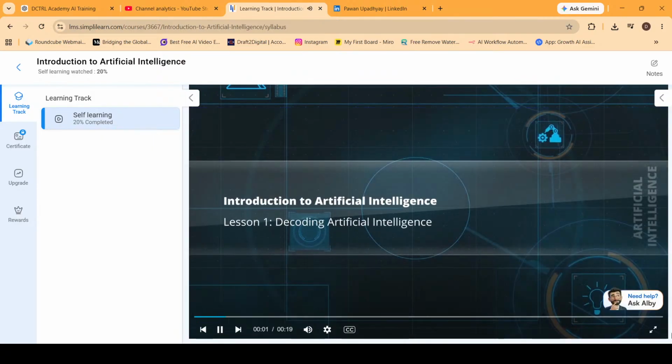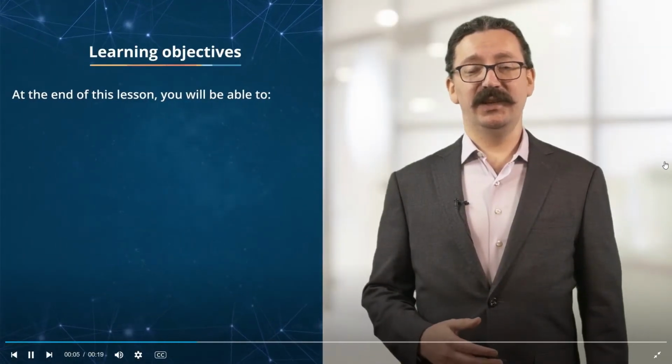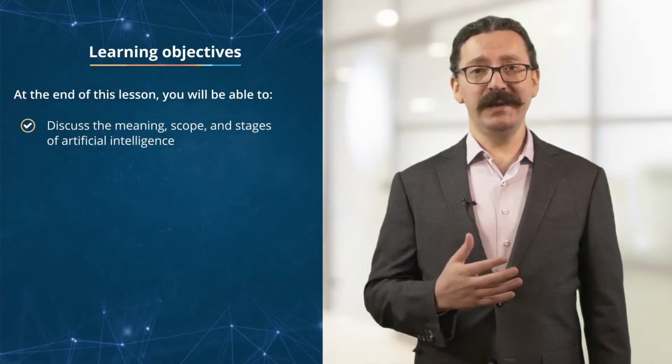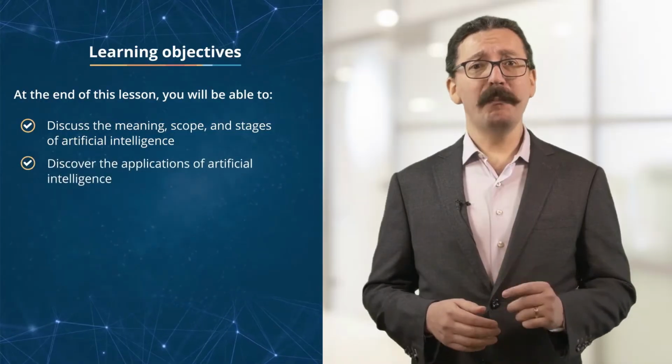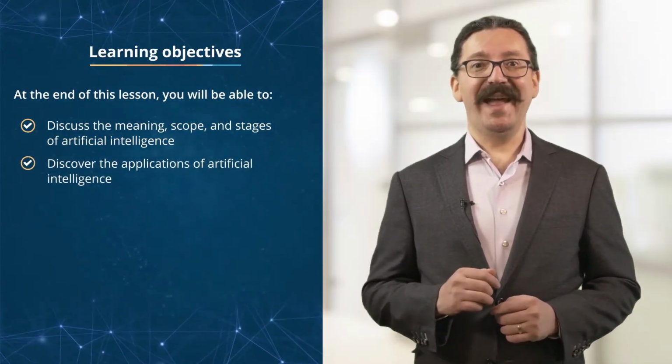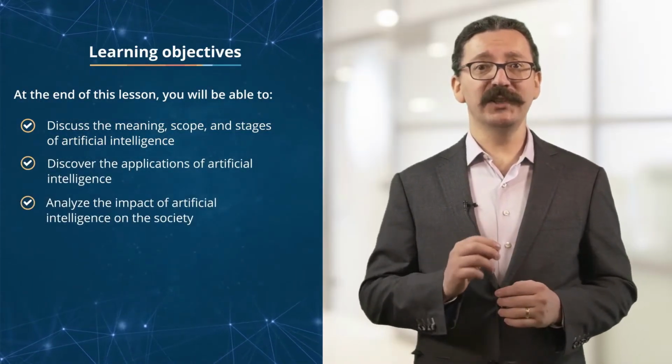Lesson 1. Decoding Artificial Intelligence. At the end of this lesson, you will be able to discuss the meaning, scope, and stages of artificial intelligence, discover the applications of artificial intelligence, and analyze the impact of artificial intelligence on society.